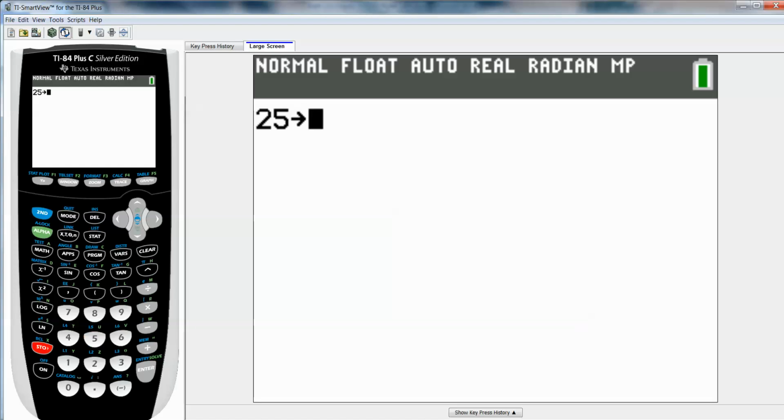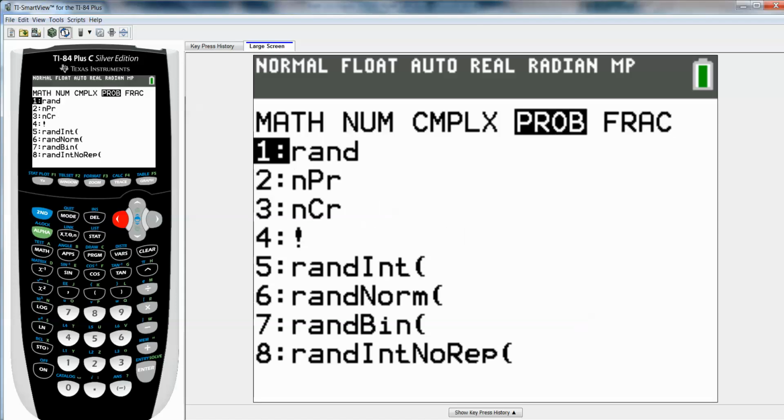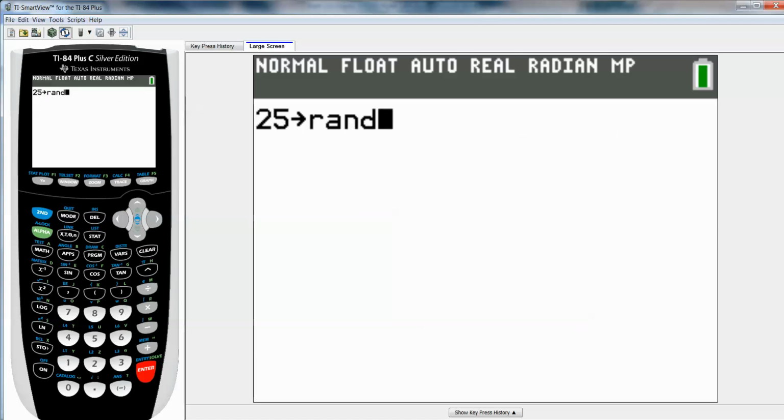And I'm going to store it. Math, and we move to the left to the probability menu, PRB, and I'm going to pick number 1. Enter. But again, pick any number that makes you happy. Pick 35, pick 32, pick 79, it doesn't matter. So I'm going to pick 25.